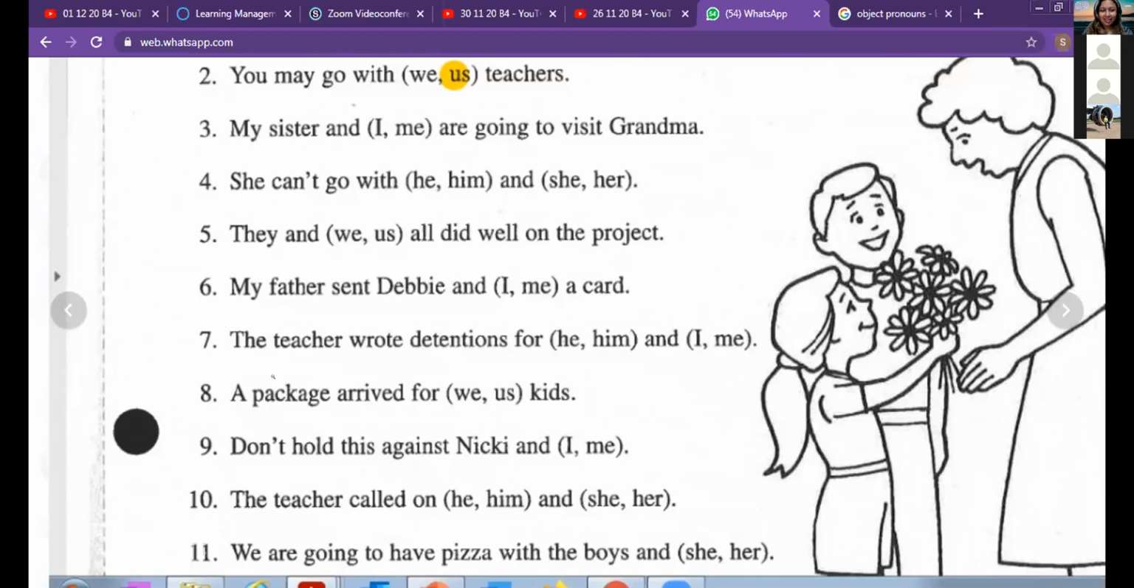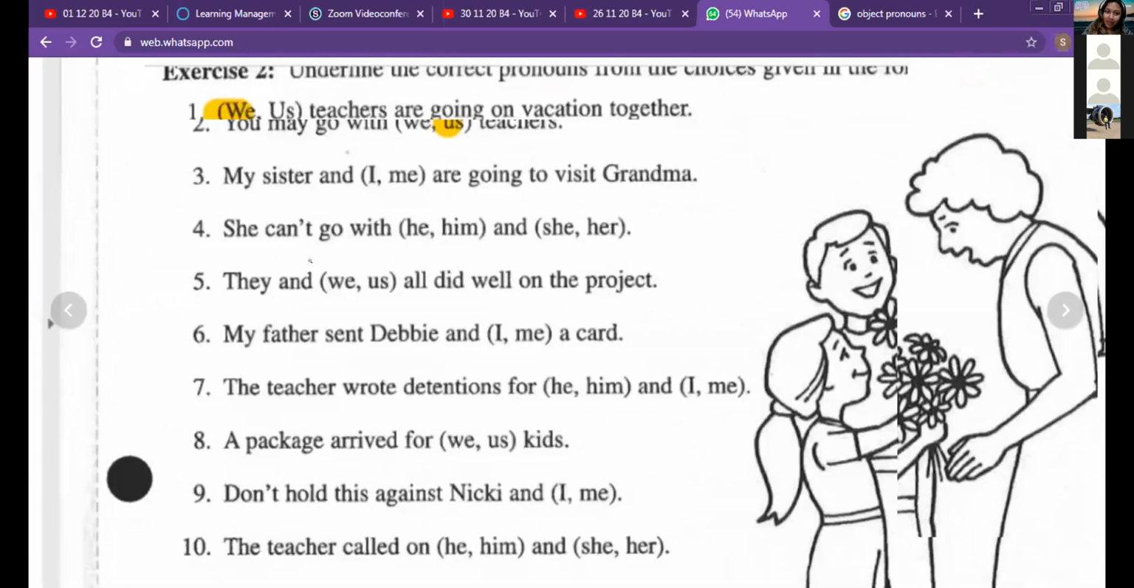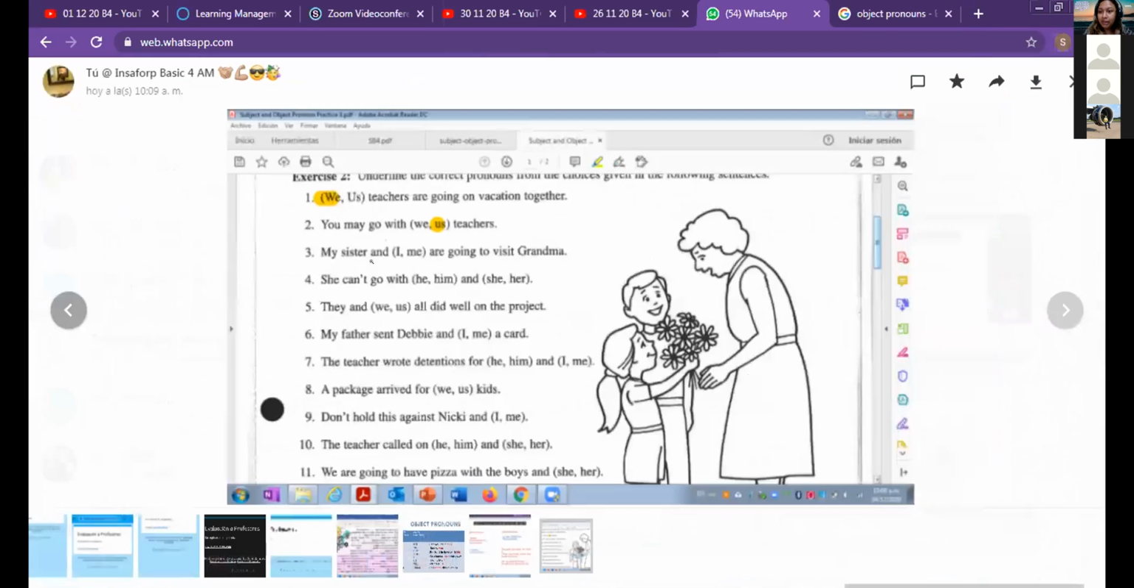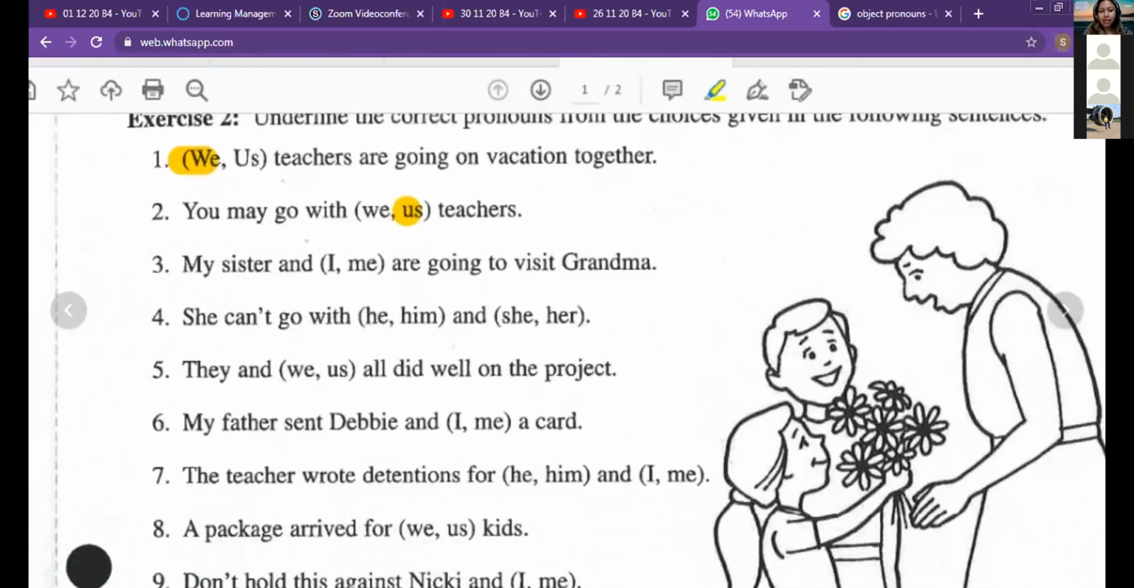So you're talking about number 3: my sister and I are going to visit grandma. Yes. My sister and I, not my sister and me. Why? If you ask yourself, tell me. What were you going to say?